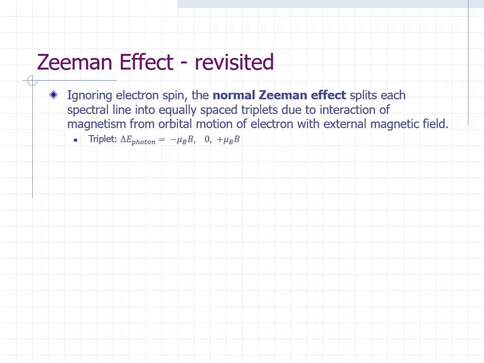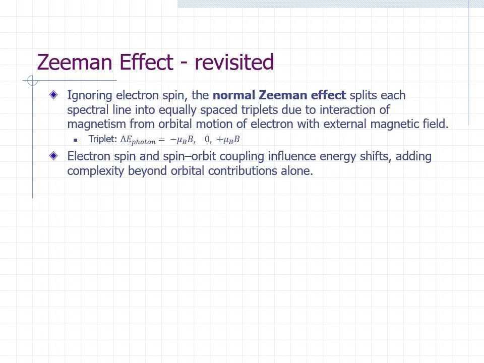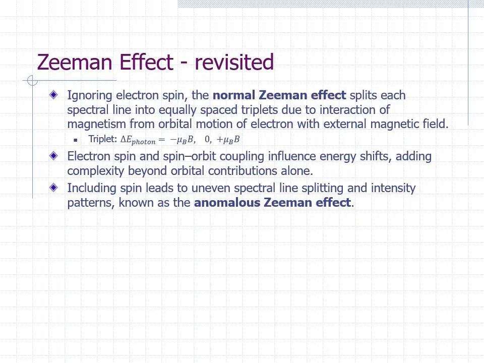When we take electron spin into account, along with spin-orbit coupling, the situation becomes more complicated. The energy shifts are no longer determined by orbital motion alone, but instead depend on the combined effects of orbital and spin angular momentum. As a result, the spectral lines do not split into evenly spaced components. Instead, we observe more complex patterns, with unequal spacing and varying intensities. This behavior is what we refer to as the anomalous Zeeman effect.